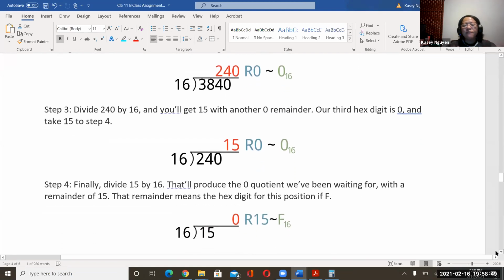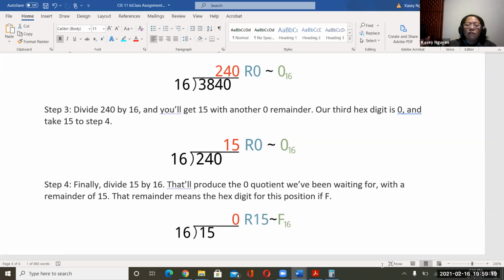And since 15 now is smaller than 16, we can't divide it further. That will be the last step. When you get the quotient that's smaller than the value that you were dividing with, which is 16, that will be your last step. Take 15 divided by 16, you will get 0 with a 15 remainder, because basically when you convert it, you're doing what? A mod 16, right?